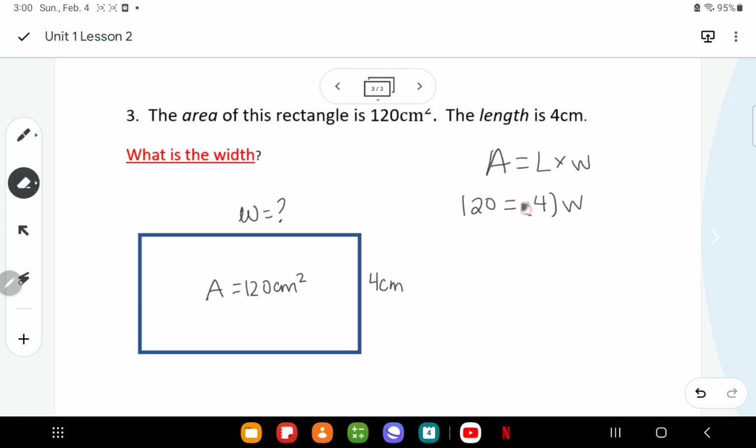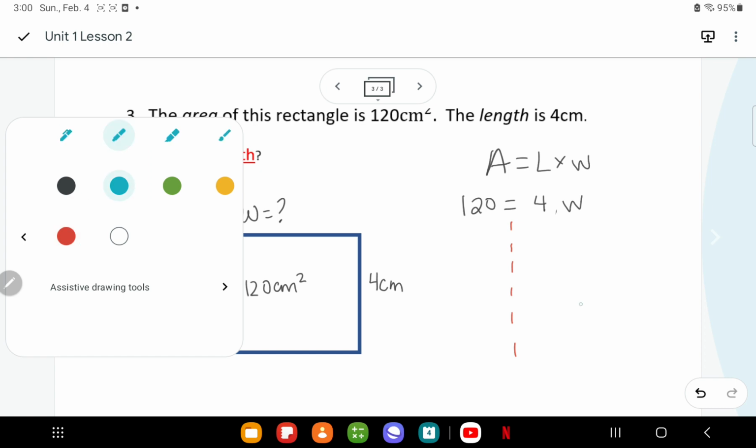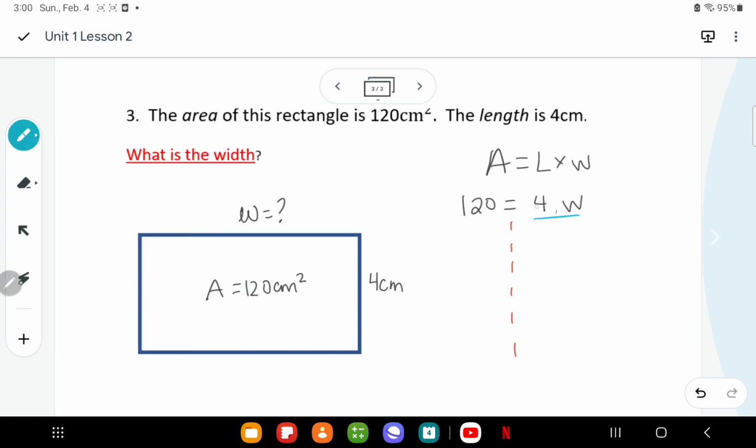So 120 equals 4w. I don't really need those brackets. Now this looks just like the equations we were able to solve already. And the opposite of multiply, 4 times w, is to divide. So I want to get w by itself. I need to divide by 4 on both sides. So 30 equals w. Now the only thing we have to watch here is that we need to put some units. So the width is not just 30, it's 30 centimeters. So I'm going to write it there for a statement.